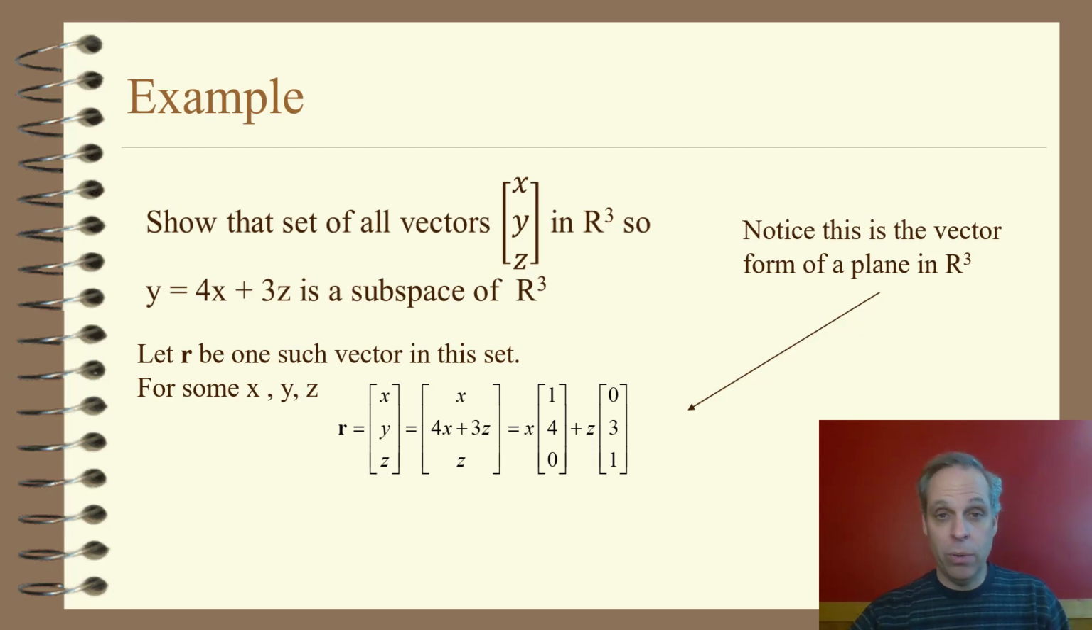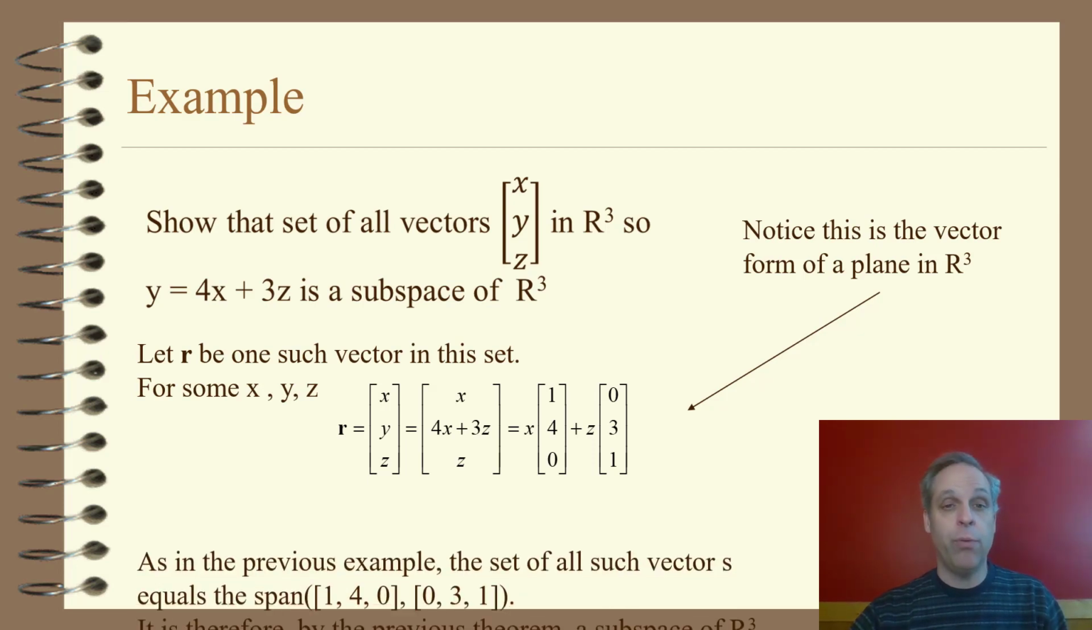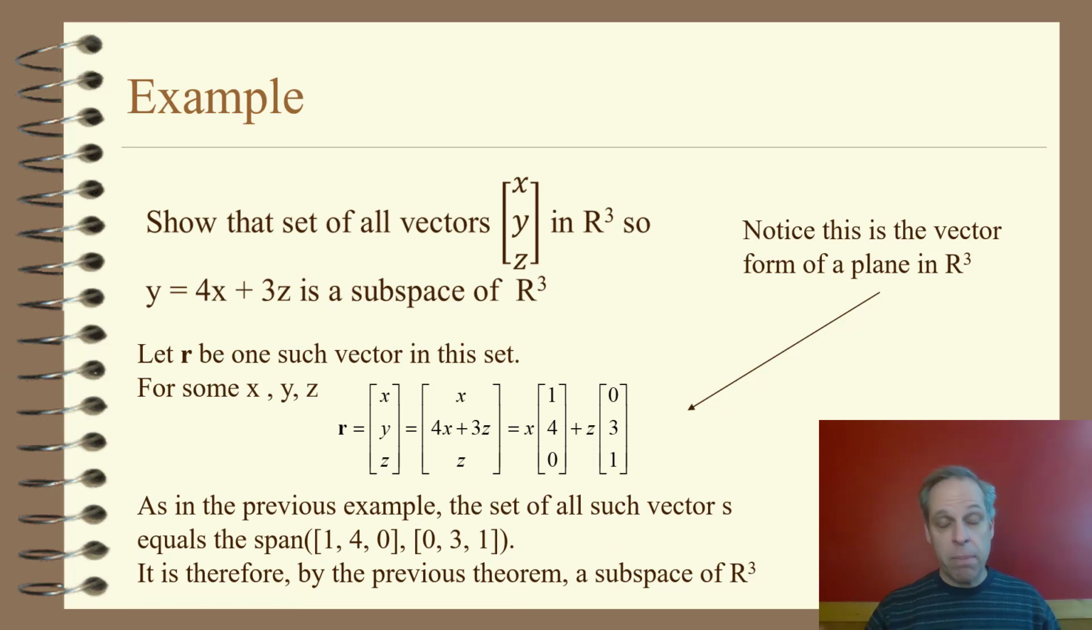But more importantly, this shows you that every single vector in this set is a linear combination of these two vectors. Therefore, the set is spanned by those two vectors. It's a span of a bunch of vectors. As it's a span, it must be a subspace from what I just showed you.